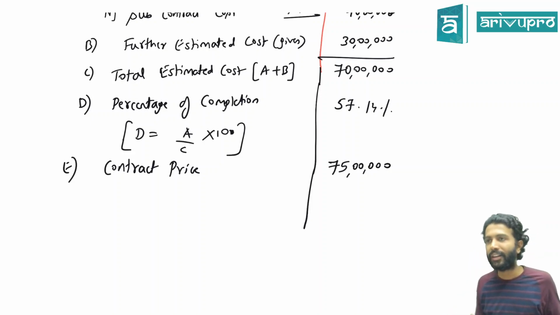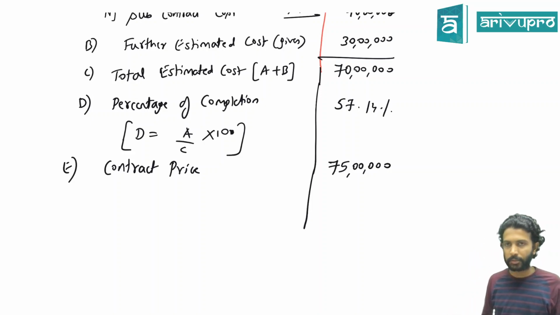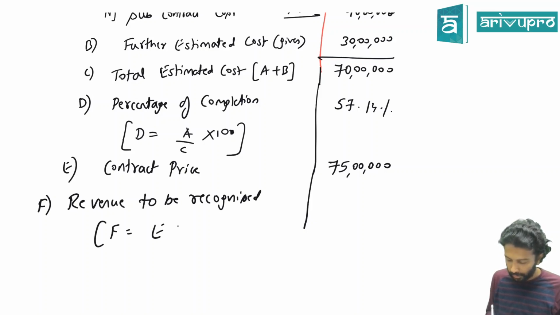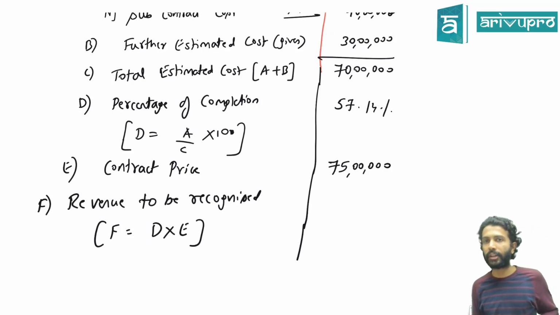So this is your total contract price, meaning your total revenue. Can I book 100% of this revenue, or how much revenue can I recognize? Based on percentage of completion. So revenue to be recognized. Can I say F is equal to D multiplied by E? Total revenue multiplied by total percentage of work complete. Is that okay? So multiply these two.